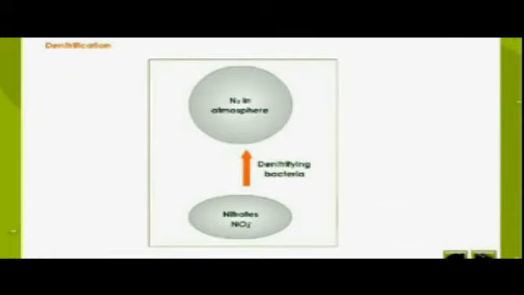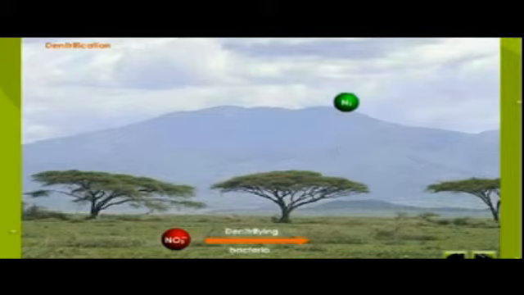Denitrification. The three processes, nitrogen fixation, nitrification, and decay, described so far, remove nitrogen from the atmosphere and pass it through ecosystems. Denitrification reduces nitrates to nitrogen gas, thus replenishing the atmosphere. Once again, bacteria are the agents.